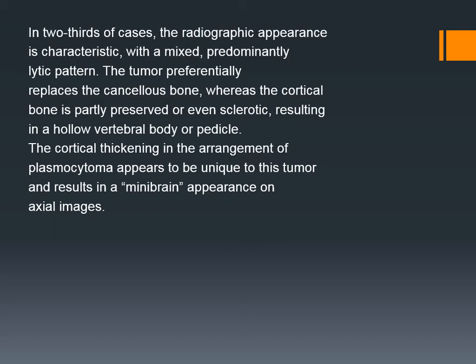In two-thirds of the cases, the radiographic appearance is characteristic with a mixed, predominantly lytic pattern. The tumor preferentially replaces the cancellous bone, whereas the cortical bone is partly preserved or even sclerotic, resulting in a hollow vertebral body or pedicle. The cortical thickening in the arrangement of plasmacytoma appears to be unique to this tumor and results in a mini brain appearance in the axial image.